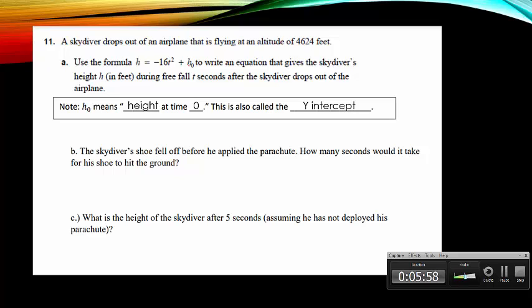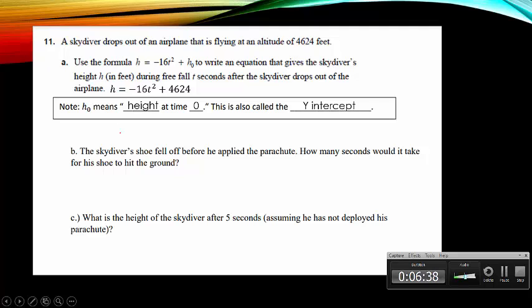All right, so we have a skydiver who drops out of an airplane, and currently the height is 4624 feet. So they want you to write a formula. So all you have to do is realize, okay, my starting height is 4624, so that should go where the y-intercept is. So my formula is negative 16t squared plus 4624, and we don't want to make it any more complicated than that. All right, and just like x's and y's, I should have two variables in my formula. So my t's would be my x's, my h would be my y's.